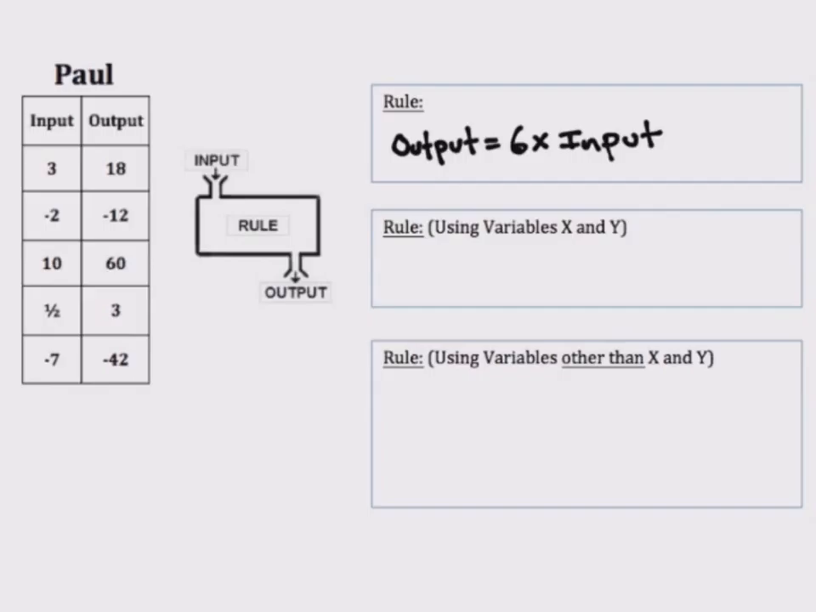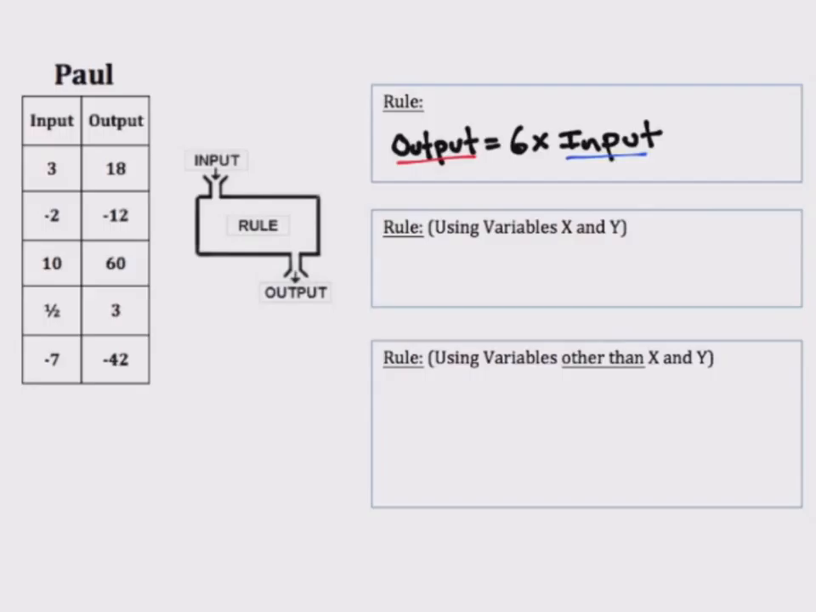Now, since our input and output can vary, and it's a little cumbersome to write out the actual word output and the word input every single time we want to talk about this rule, we tend to use variables and equations to represent these functions. So instead of writing output, we would put a variable here. And instead of writing input, we would write a variable there.